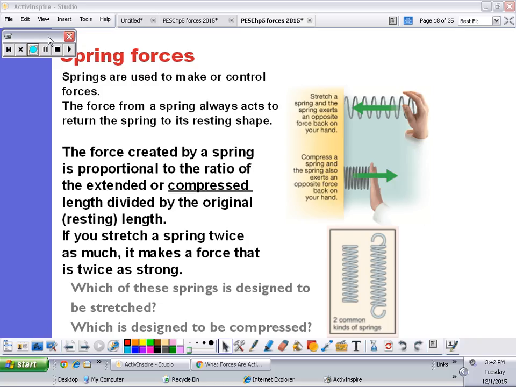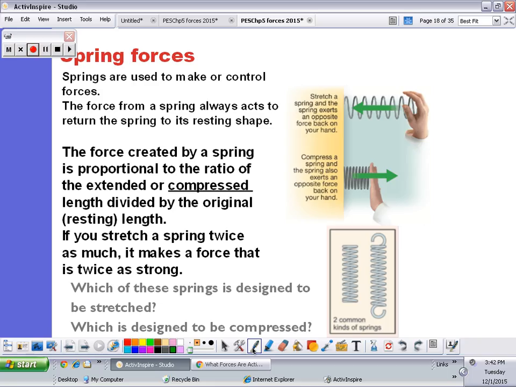Spring forces. Springs are used to make or control forces. The force from a spring always acts to return the spring to its resting shape. You use some springs that you probably don't even realize you use. Some of your binders use springs. Some of your pens and pencils use springs. Some of your doors use springs.